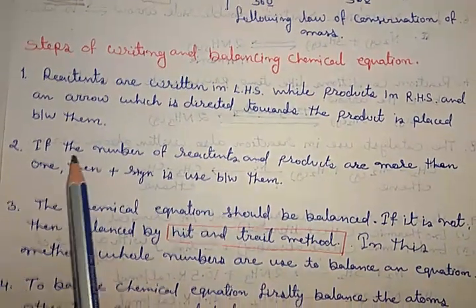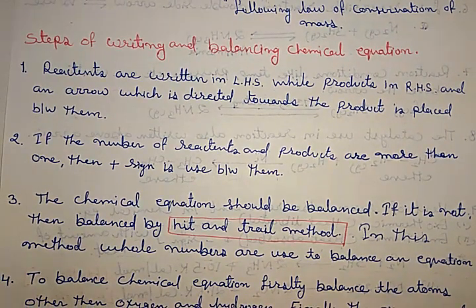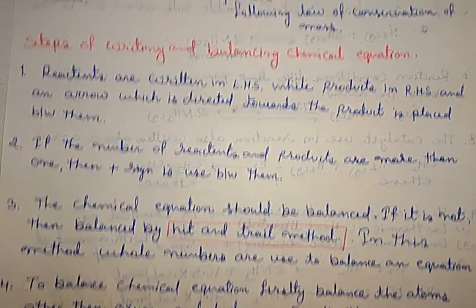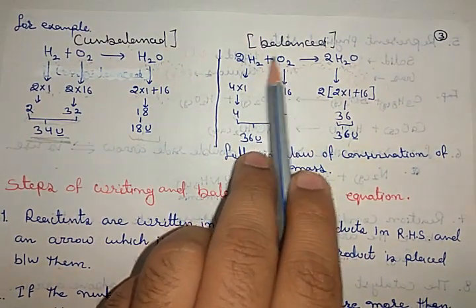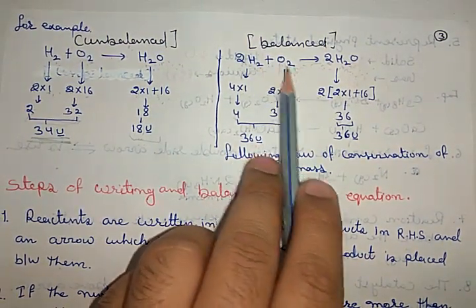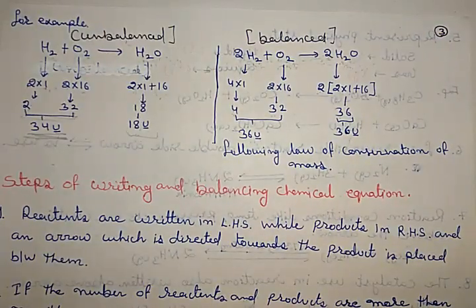Okay. Second, if the number of reactants or products is more than one, that means there are two reactants or maybe there are two products, then a plus sign is used between them. Here there are two reactants, so a plus sign is used between both of the reactants. Similarly, if there are two products, then a plus sign is placed between the products.